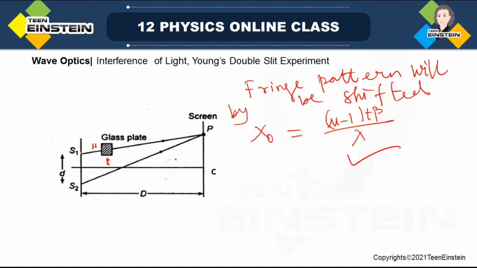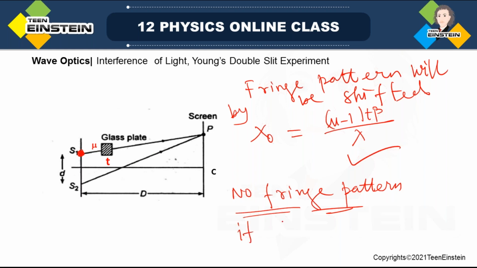If suppose one among them is just blocked, then what do you see? Do you see any fringe pattern? No fringe pattern will be seen. If one among them is blocked, then there will be no interference pattern. So there is no fringe pattern if one of S1 or S2 is blocked.